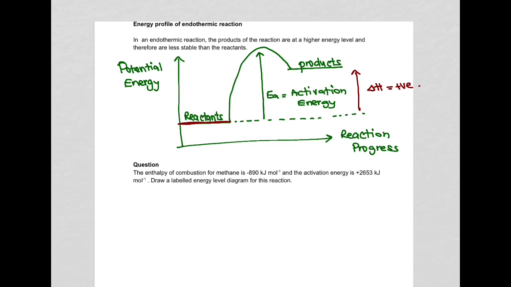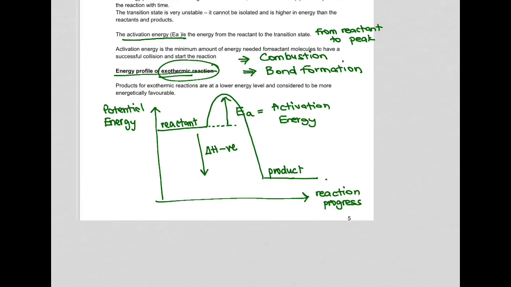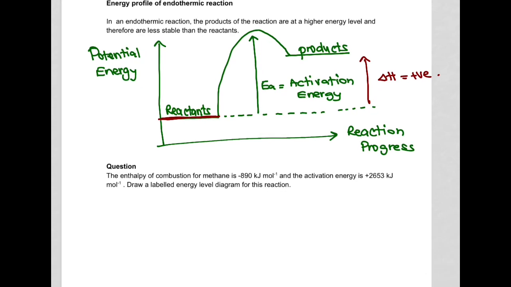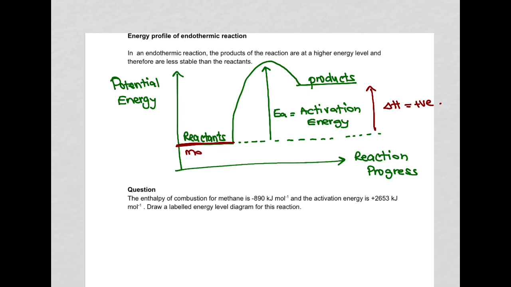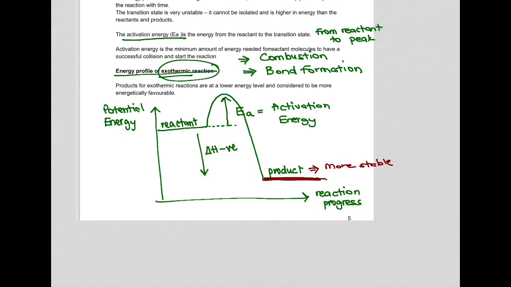Now, it is important to know that when you look at the levels of potential energy, the lower the level, the more stable. So if you look here, in an exothermic reaction, the product is at a lower level of potential energy. Therefore, the product is more stable. And if you look at an endothermic reaction, the reactant is at a lower level, so the reactant is more stable, and the product is less stable. This makes exothermic reactions more probable to happen because the products are more stable.